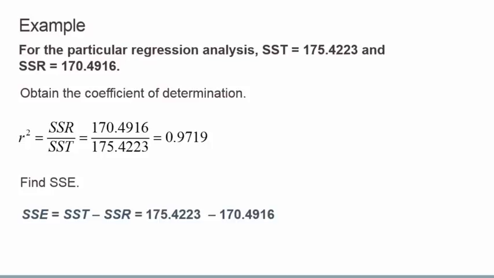To find SSE, that equals SST minus SSR. Substituting, I have 175.4223 minus 170.4961, which gives us a result of 4.9307.